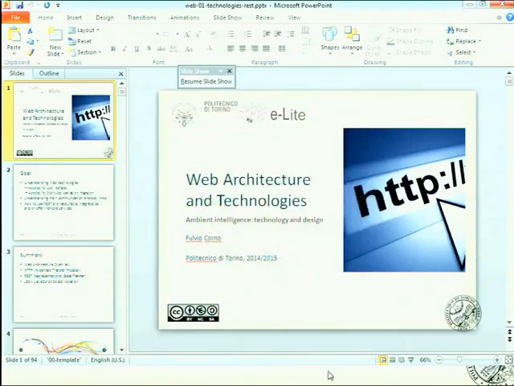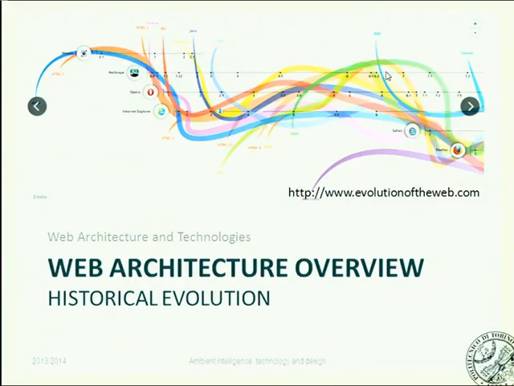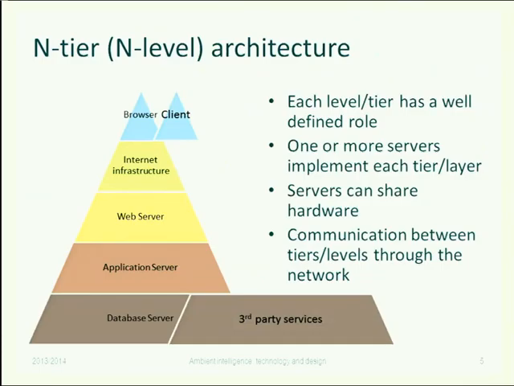Okay, so that was for the picture. We are trying to walk this picture from left to right, more or less, and see what the main ingredients are. The basic idea is that web applications are multi-level architectures, in which each level has a specific role, and mainly they are separated by some network infrastructure.